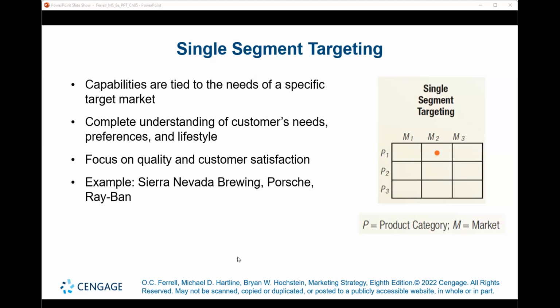And you very much focus on quality and customer satisfaction. I find it interesting that they use Ray-Ban. I actually have a pair. Ray-Ban was going out of business. They were 6 months from bankruptcy.